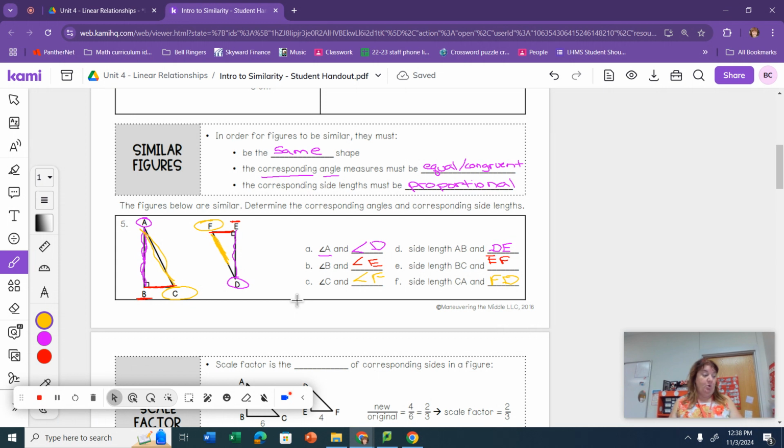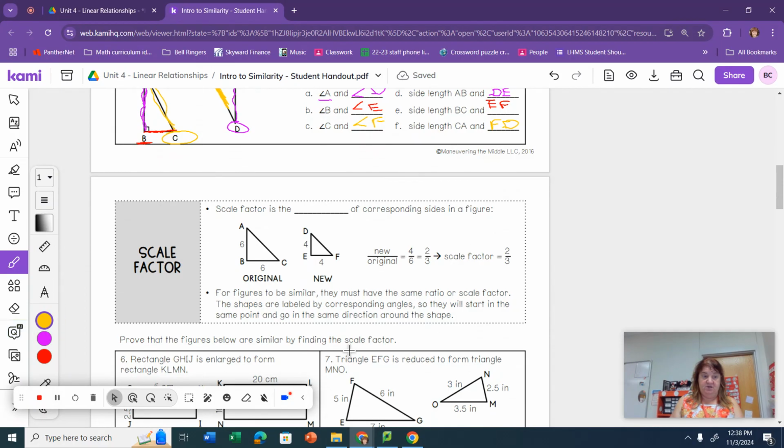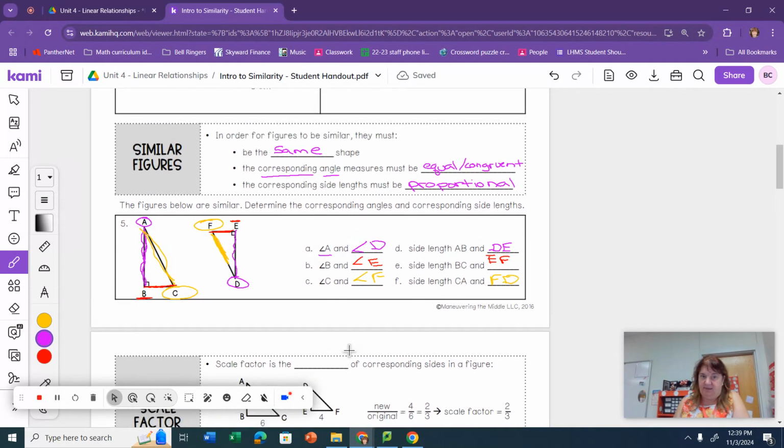Okay, so moving on, let's talk about the scale factor. So scale factor. Oh, and just to talk about this just a little bit. So remember that they have to be the same shape. So these are the same shape. Okay. And then we have our corresponding angles. Those measurements, or the angles, would be the same angles. So this is a 90, this is a 90. Now the side lengths would mean that they're proportional. And we'll talk about that more as we go down into scale factor.